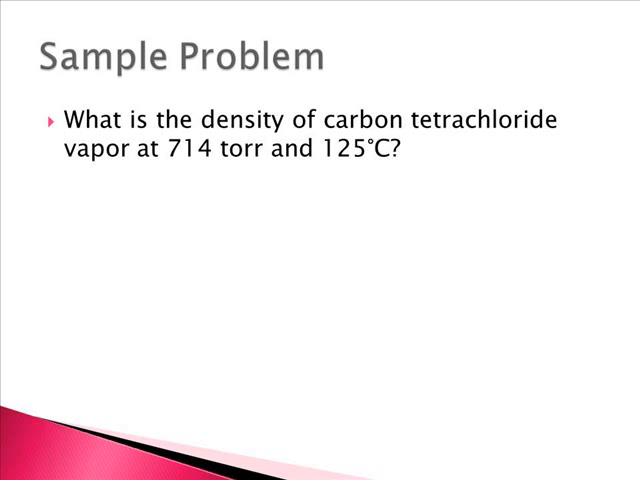So for this sample problem, and I want you to try this before you come to class tomorrow, use that equation we just looked at to find the density of carbon tetrachloride vapor. So carbon tetrachloride is CCl4, 4 chlorines. The vapor is at 714 torr, change that to atmospheres. 125 degrees Celsius, change that to Kelvin. So the pressure we've got in atmospheres, find the molar mass of CCl4, divided by R, the one we've been using, 0.08206, divided by the temperature in Kelvin. That will give you your density.